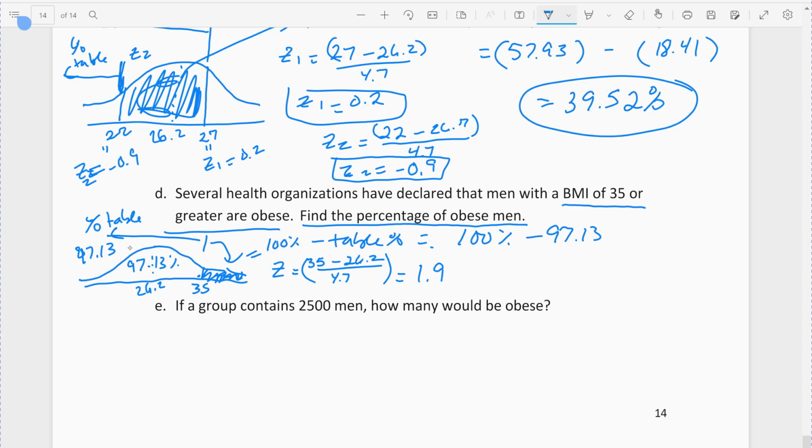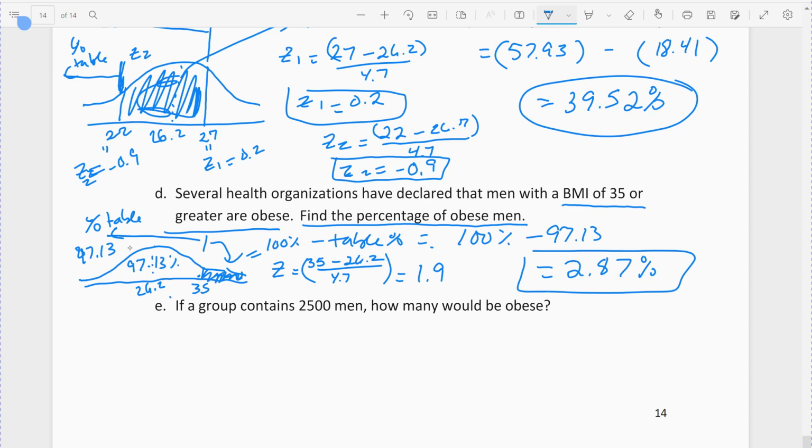So to find those that have it more than that, you subtract it from 100. So you're going to take 100 minus that 97.13. That'll give me the answer we're looking for. All right, that answer comes out, and again, it should be small, 2.87%. So less than 3% of men have a BMI of 35 or greater. So based on the Health Organization, about 3% of men are obese, right, based on these numbers.